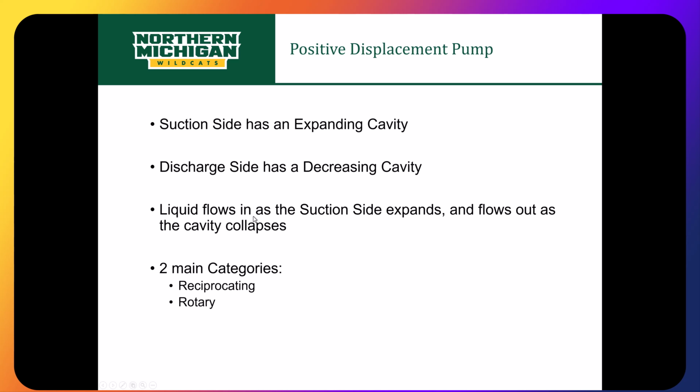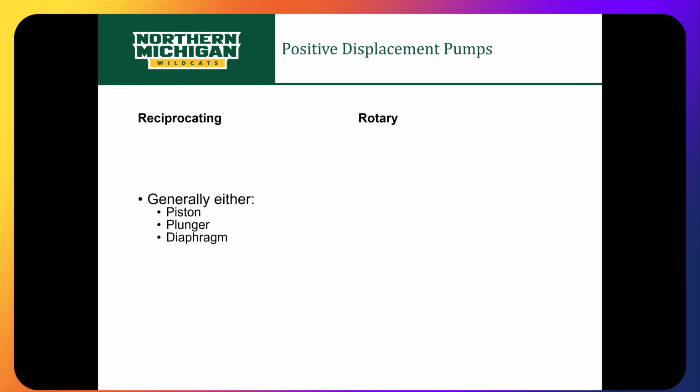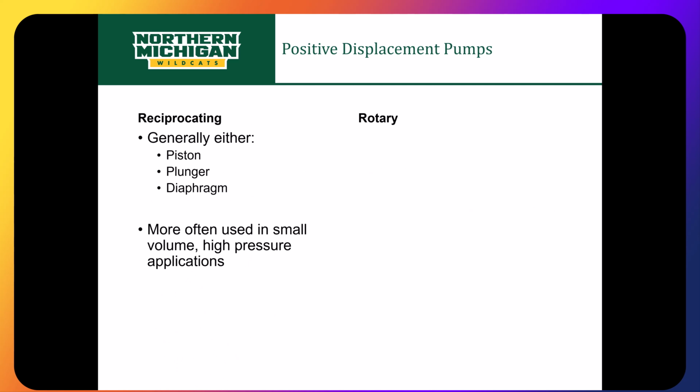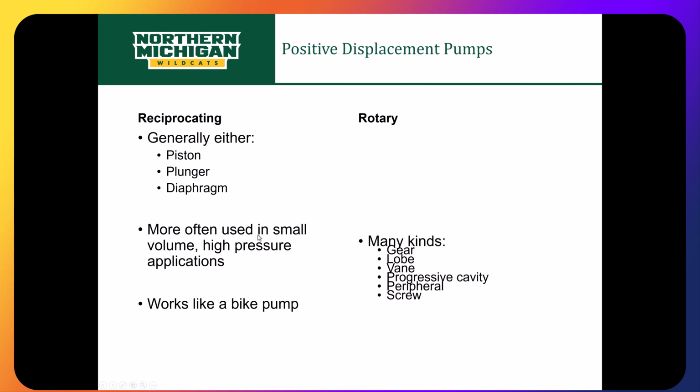I don't go into too much detail on this because these are more for different types of process applications. They're not as much the common type of plumbing pumps that we would use in our general systems, although you'd still oftentimes see them in different capacities. So your reciprocating ones are usually a plunger, a piston, or a diaphragm type pump, usually for smaller volume, high pressure application systems. And these work kind of like a bike pump.